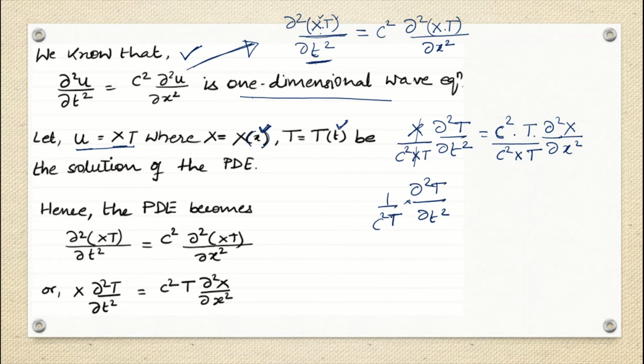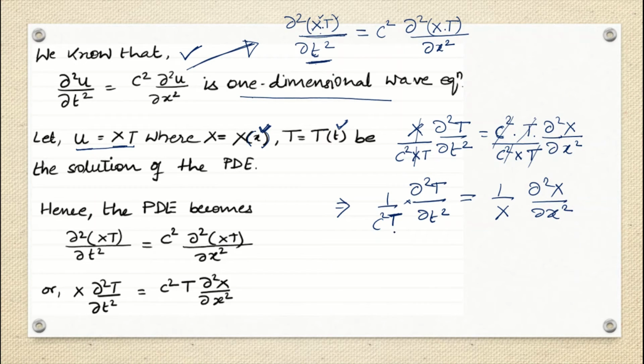Here I have one type of variable only, along with one constant c square. Now what am I doing here? Again I cancel out c square and T also, so I get 1 by X del 2 X by del x square. So in this case, what is happening? I can see that one type of variable is present on one side and the other type of variable is present on the other side.